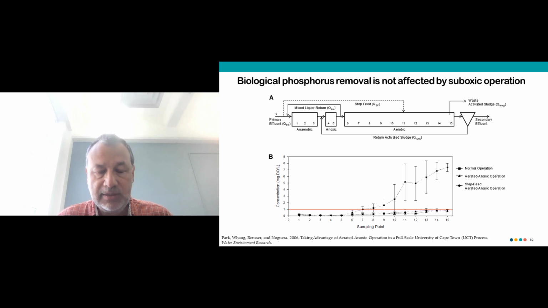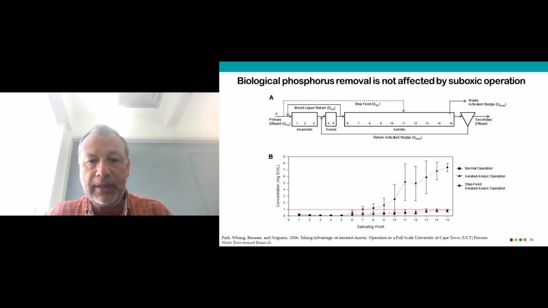This is a diagram of the full-scale treatment plant here in Madison, where we did a full-scale experiment of going from high DO to low DO, and we did normal operation. You can see there the oxygen concentrations at different parts within this plug flow reactor. And then when we did aerated anoxic operation, or suboxic, we called it aerated anoxic at that time, oxygen is below 1.